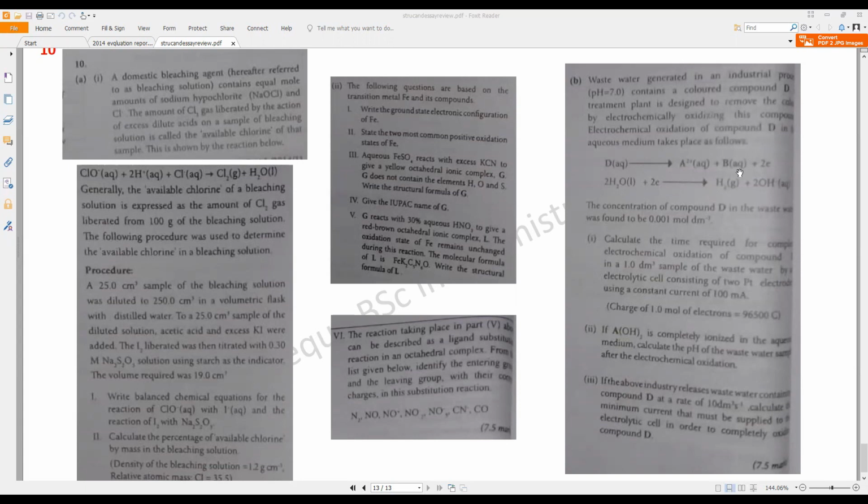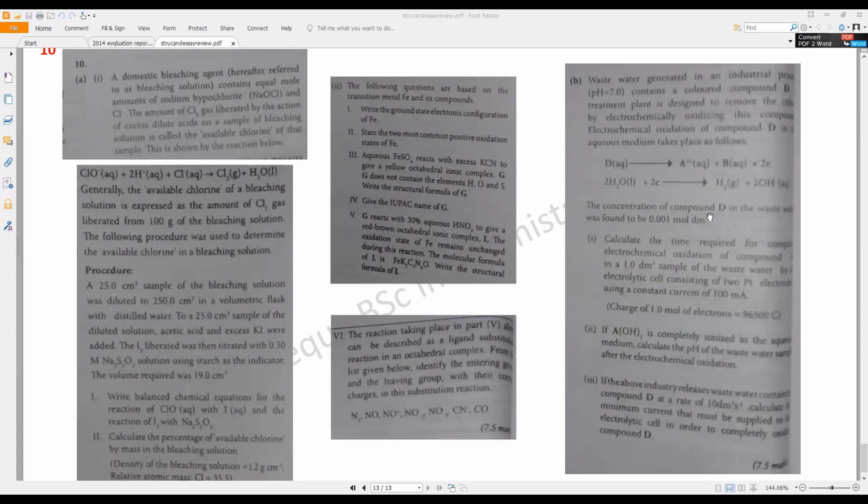So they have given the reaction that they are going to perform. Basically, D is oxidized to A2+ and B, and 2 electrons are removed. Meanwhile, there should be a reduction, which commonly happens when there is an oxidation. So water gets reduced into hydrogen and OH⁻.